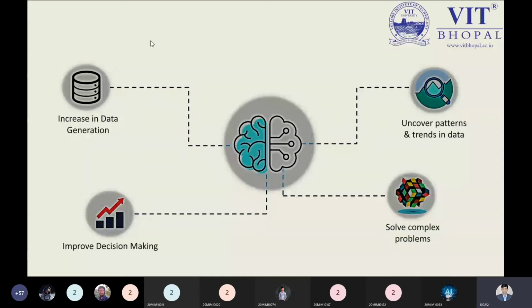I will take an example, but before discussing the third point, uncover patterns and training data, let me ask once again: the increase in data generation and improved decision making, are these 2 points of the need for machine learning clear or not? Yes, tell me right now. Clear, sir. Okay, so the third point is again a very interesting point which defines the need for machine learning. Uncover patterns and train the data is saying to us, just a simple example.